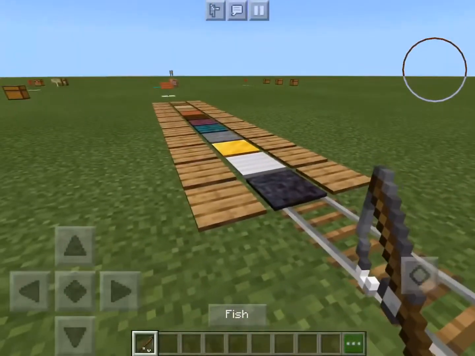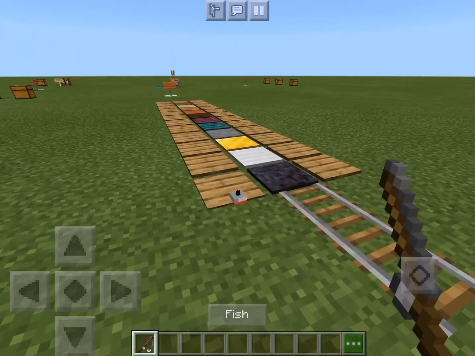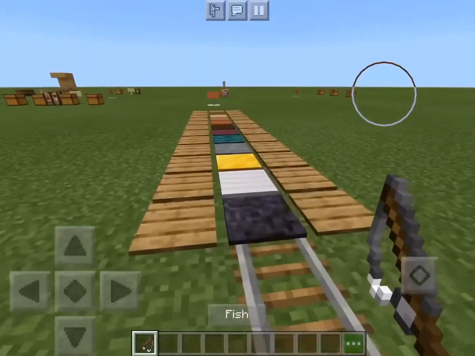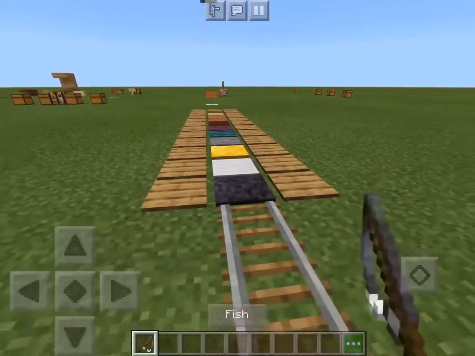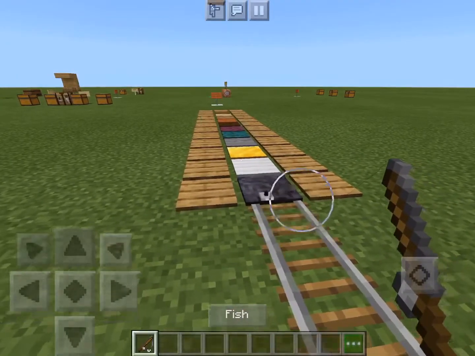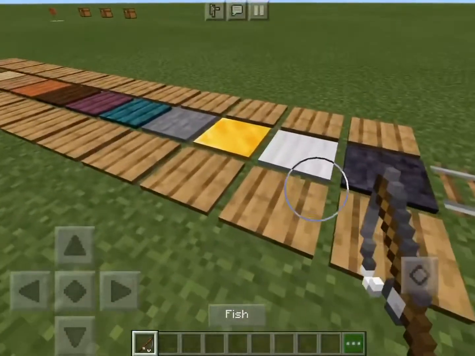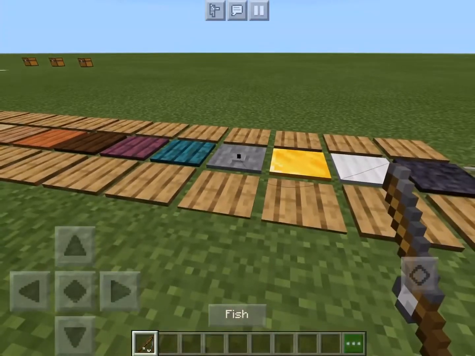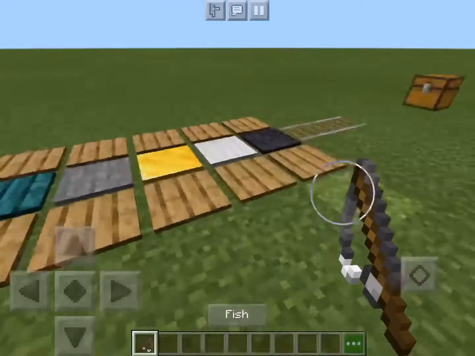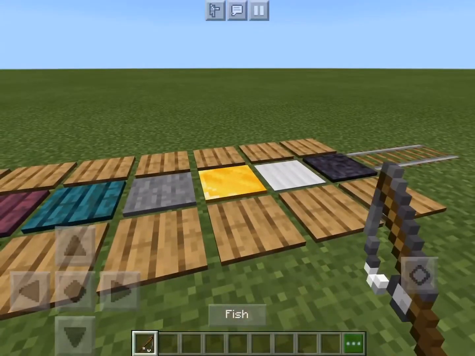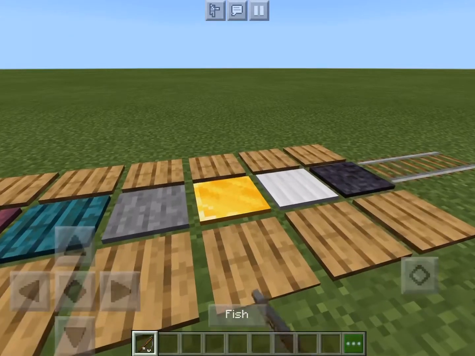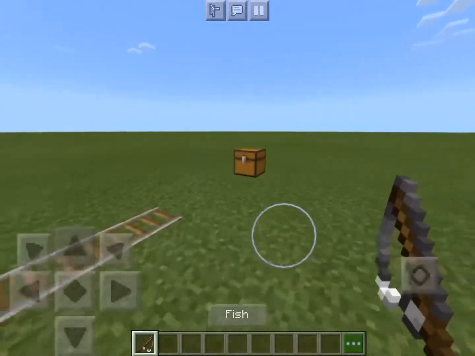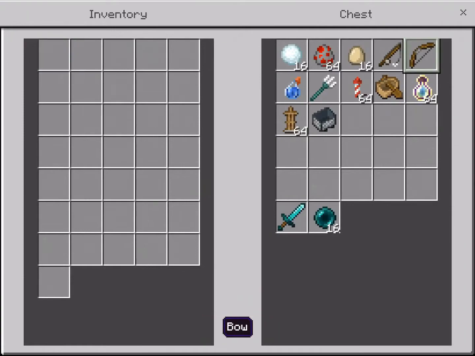Fishing rods. It can activate that pressure plate, the wooden one. Can activate the iron one. Cannot activate the blackstone one or the stone one, because remember, the blackstone one and stone one are basically the same in every single way. It can activate the iron one and the gold one. So fishing rods can activate pressure plates.